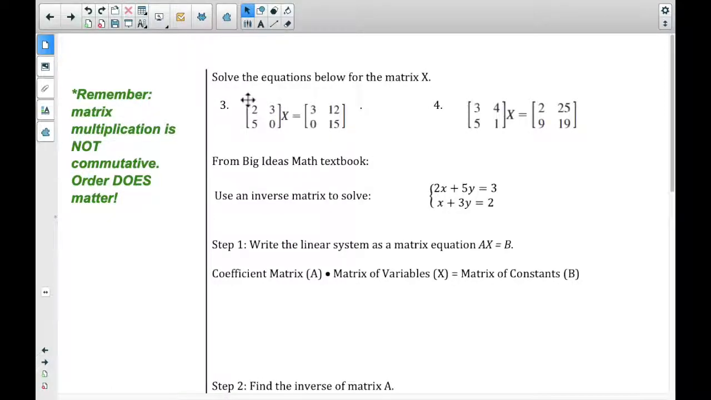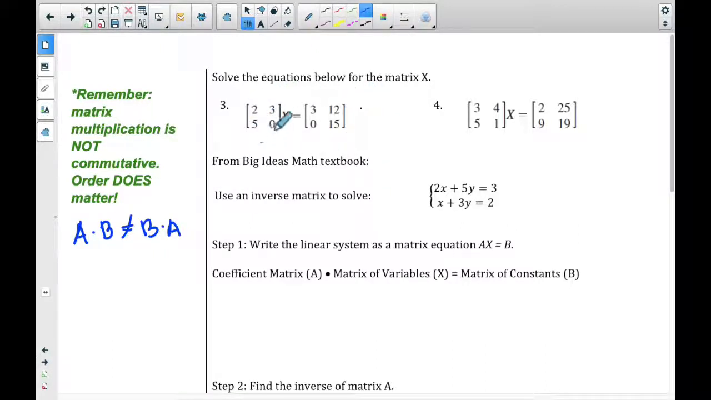Okay, I said this a minute ago, but let's go ahead and write it down because it's that important. Matrix multiplication is not commutative. Order does matter. And again, I said this earlier in the notes, but A times B in matrices does not equal B times A. So you're going to have to be careful with that when you're putting it into your calculator. Let's talk about how to solve these.